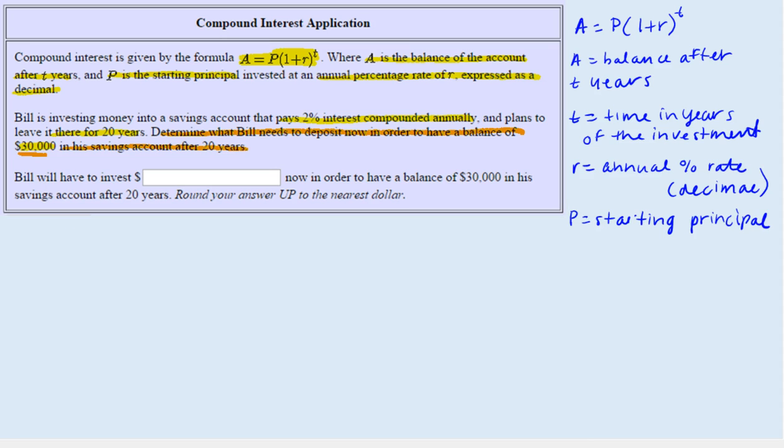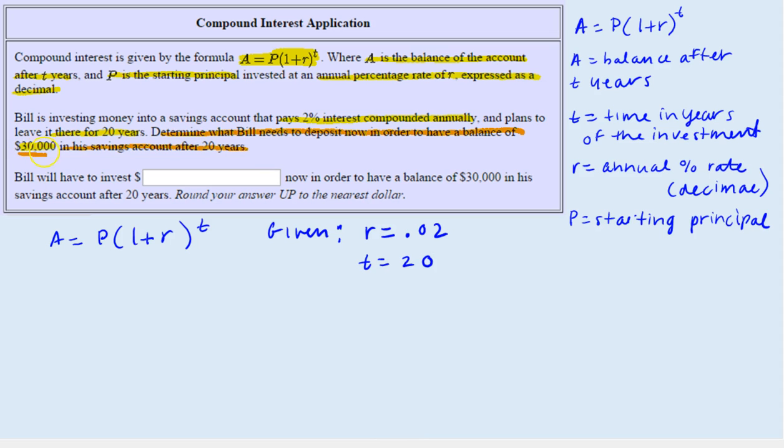So let's again write the formula here, and now let's see what values we're given and what we're looking for. Here it says that the account pays 2% interest compounded annually. So the interest rate is R, and it says you need to write that as a decimal. So we're given that R, 2% as a decimal, is 0.02. Then it says he plans to leave it there for 20 years. Well, that's going to be T, the time in years of the investment. So we're given that T equals 20.